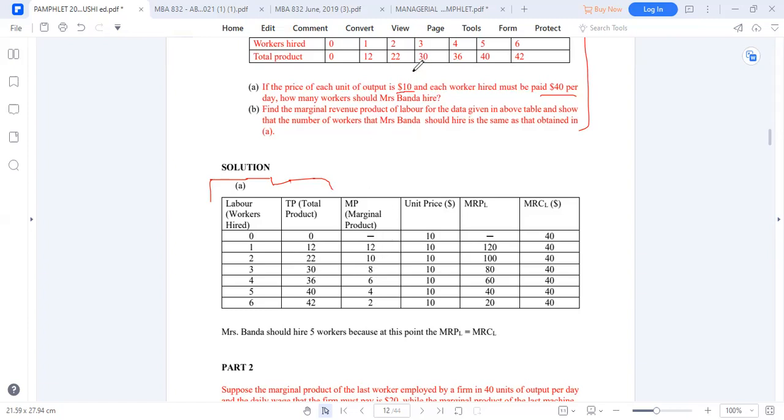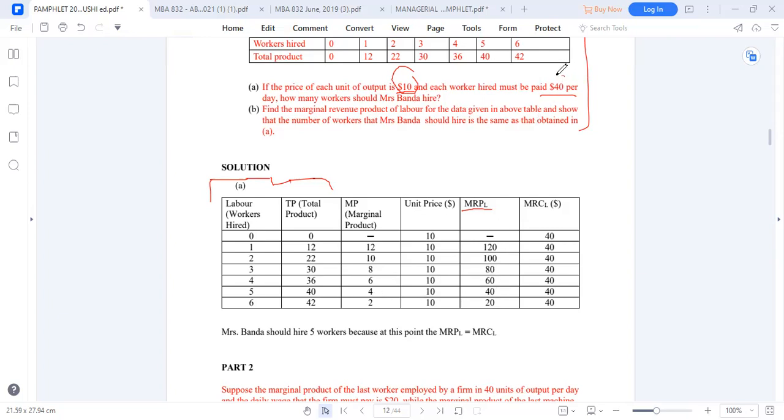Then the price, we've been told that it is 10 kwacha. So we put 10, 10, 10 throughout. So remember, when you multiply the marginal product and the price, what we get is a marginal revenue product. So 12 times 10 is 120. 10 times 10 is 100. 8 times 10 is 80. 6 times 10 is 60. 4 times 10 is 40. And 2 times 10 is 20.